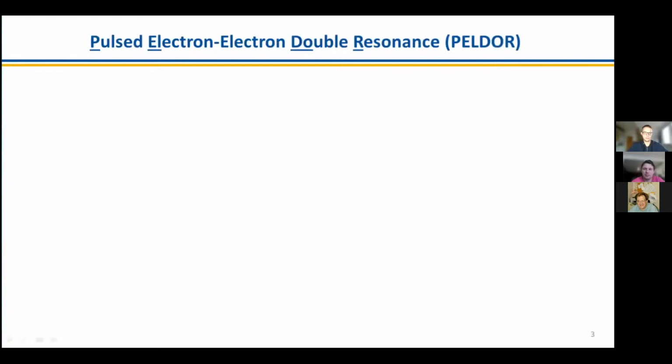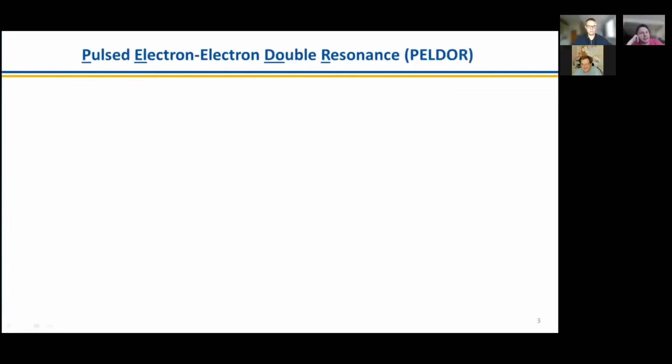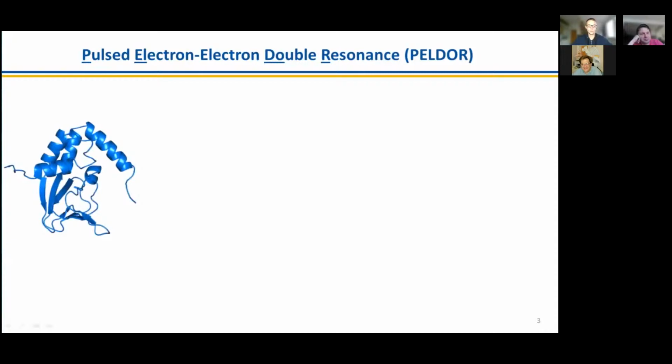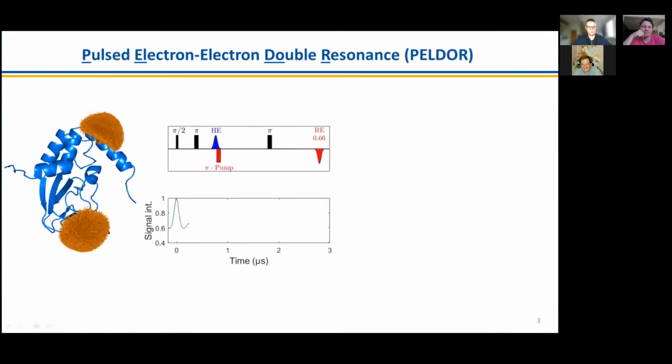For EPR spectroscopy, or for pulsed electron-electron double resonance in particular, we need a paramagnetic system. And the protein as such is often diamagnetic, so it doesn't have any unpaired electrons. In order to introduce unpaired electrons into our system, we use the spin labeling technique with the MTSL spin label. This is what you can see here. So we attached two labels to our protein, and then we performed the PELDOR experiment.